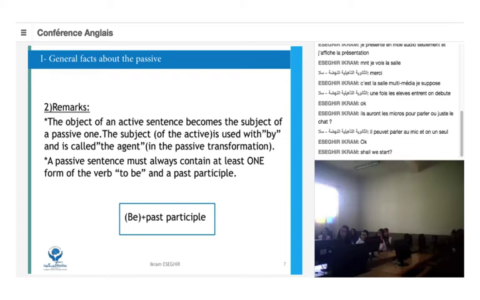So let's revise what are the different forms of the verb to be. I will activate your mics and then I'll ask you what are the forms of the verb to be that you know. Yes? What forms of the verb to be you know that we can use in the passive?